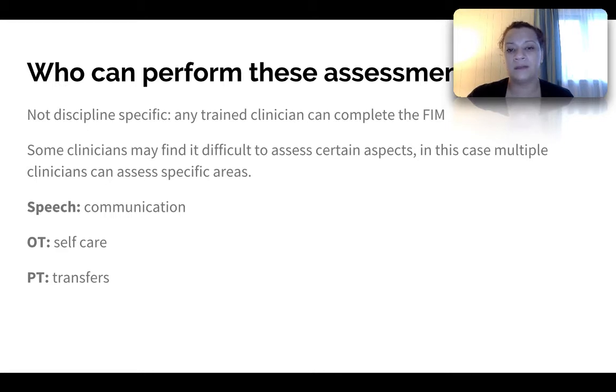So you see here that communication is one of the items that the FIM is looking at. So a speech therapist may be the one that goes in and assesses communication, while the OT may look at self-care and the PT may look at transfers. And then each member of the interdisciplinary team is going to come together and share their information to get the most accurate score.